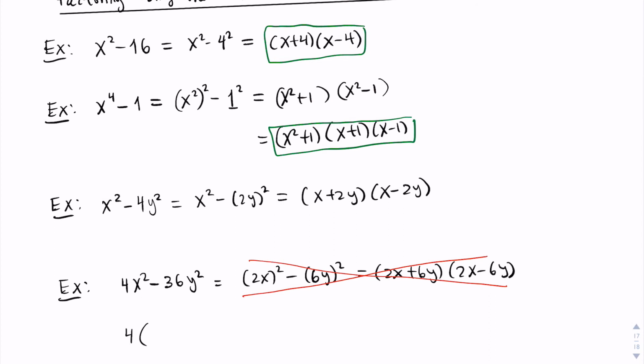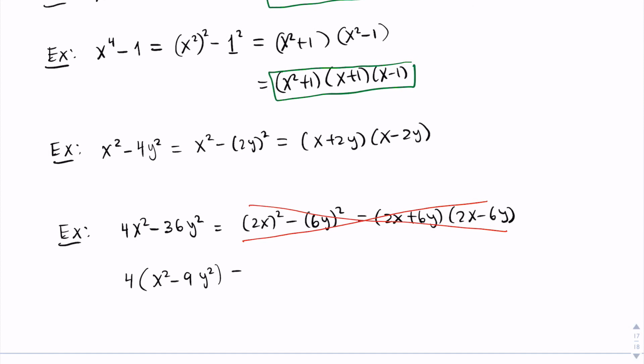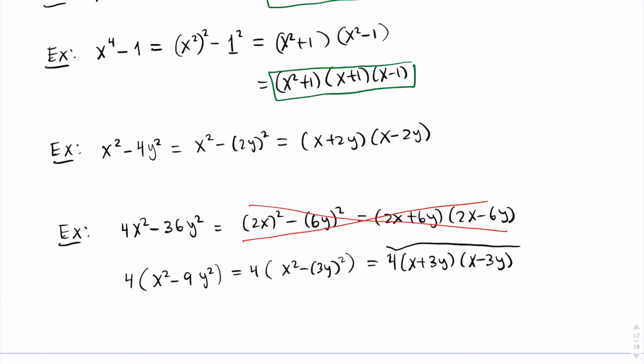So what is this going to be? x squared minus 9y squared. And now we should focus on that. So this will be 4 times (x squared minus (3y) squared). The 4, nothing happens to it after you factor it out, it's still there. So you're going to have 4 times x plus 3y times x minus 3y, and this is fine.